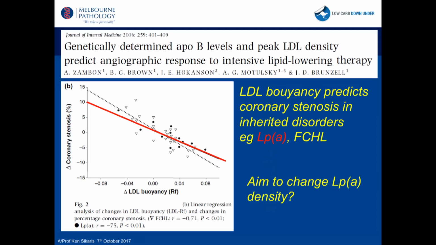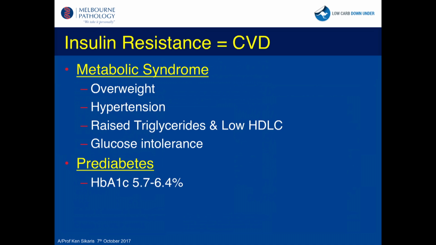And the buoyancy of the LDL molecule in Lp(a) is what determines stenosis. So the density of the particle may be more important than the level of the particle. Now let's look at how we might change our LDL, metabolic syndrome.